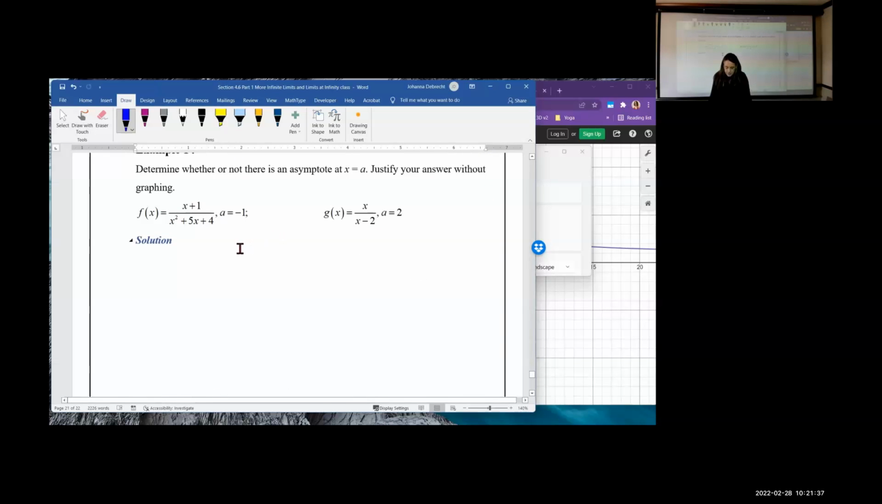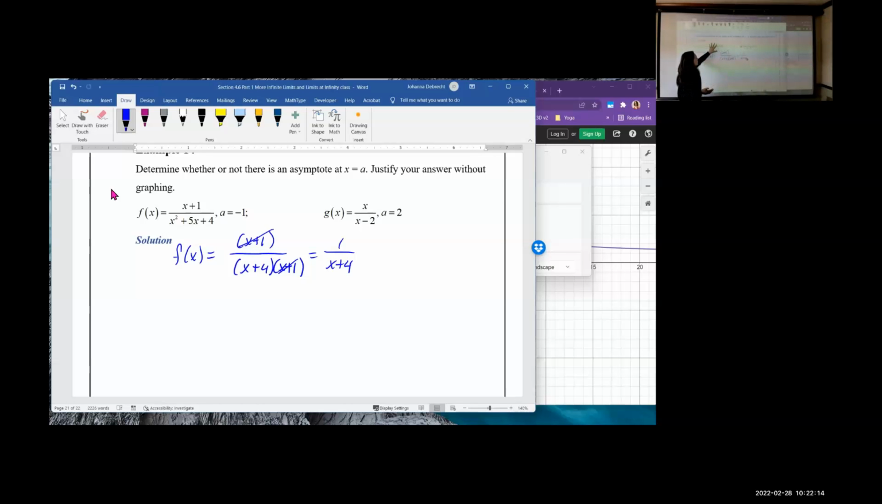All right. So now we want to take a look at this one and we want to decide whether or not there's a vertical asymptote at x equal a. Remember, it's a vertical asymptote if it is still there in the reduced fraction. So the first thing you need to do is factor the numerator and factor the denominator and reduce it. Is negative 1 a vertical asymptote in the first function? Or is it a hole?